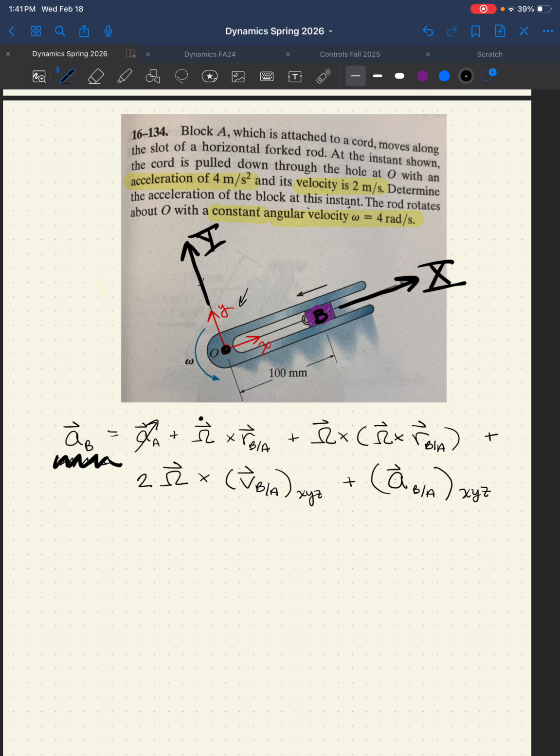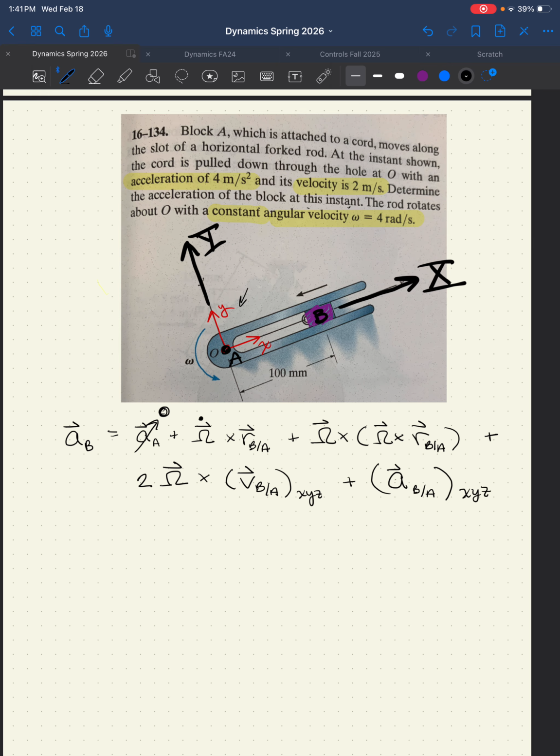Right? So A is the origin of my little XYZ frame, and this point doesn't translate at all because it's the fixed axis of rotation. This frame rotates with the forked rod, but it doesn't translate at all. Okay, so acceleration of A is 0. Then it says determine the acceleration of the block at this instant. Now B is in fact the block. I made a good choice about my frames, so I'm going to say acceleration of A is 0.